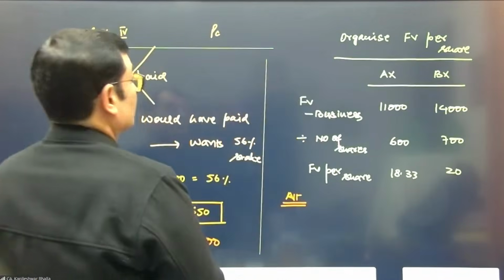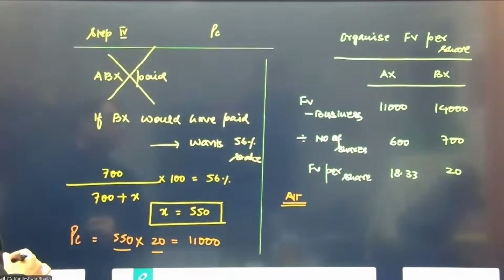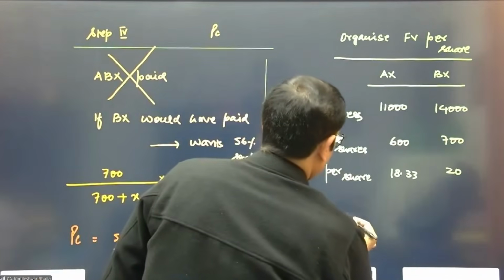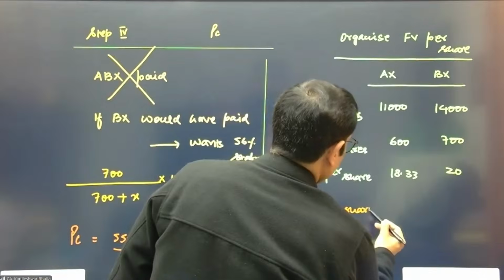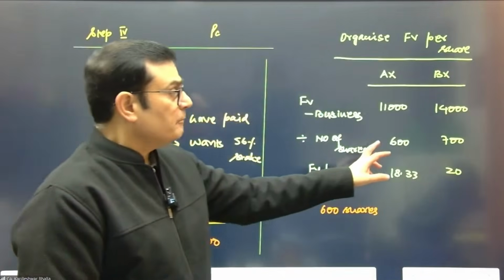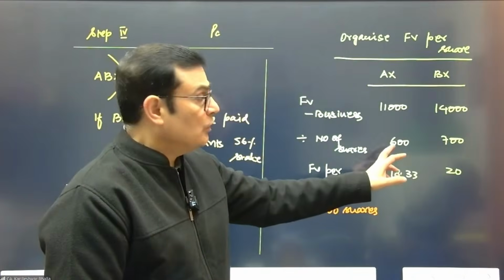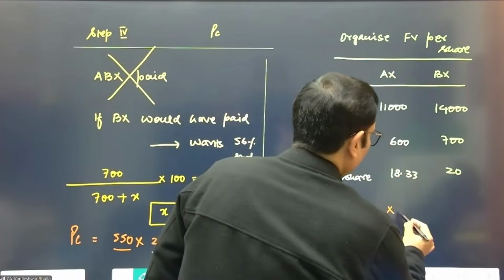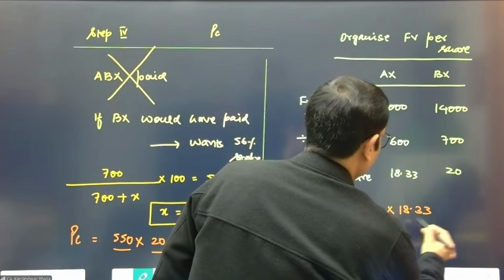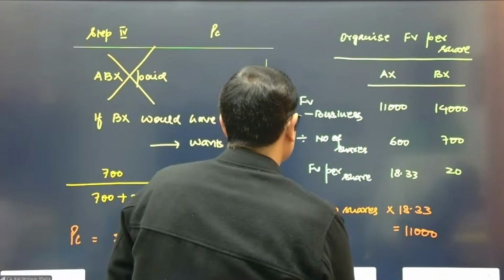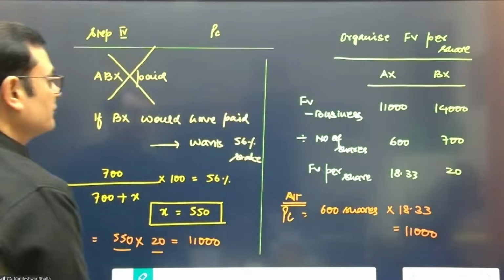How many shares would BX get control over in AX? By paying the PC, he would have got control over 600 shares of AX. By giving the number of shares, BX would have got the control over 600 shares of AX. And the fair value of these shares is 18.33. So this also gives me the purchase consideration equal to 11,000.